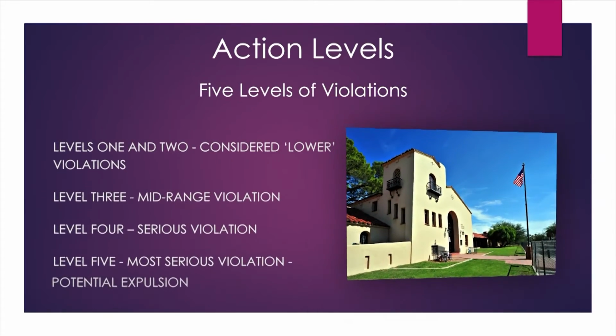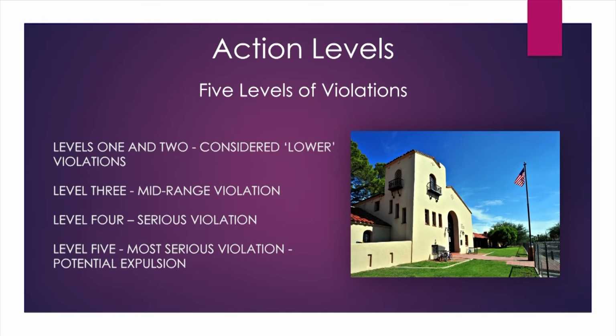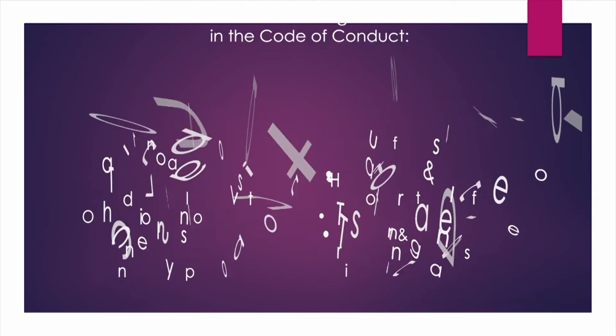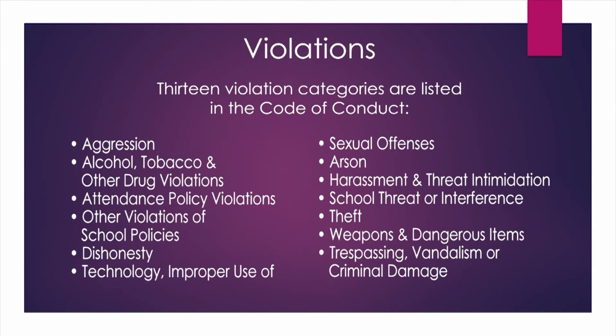TUSD has 5 levels of violations. Level 1 and 2 violations are considered lower violations. Level 3 is considered a mid-range violation. Level 4 is a serious violation. And Level 5 is the most serious violation and can result in potential expulsion. There are 13 violation categories listed in the Code of Conduct.